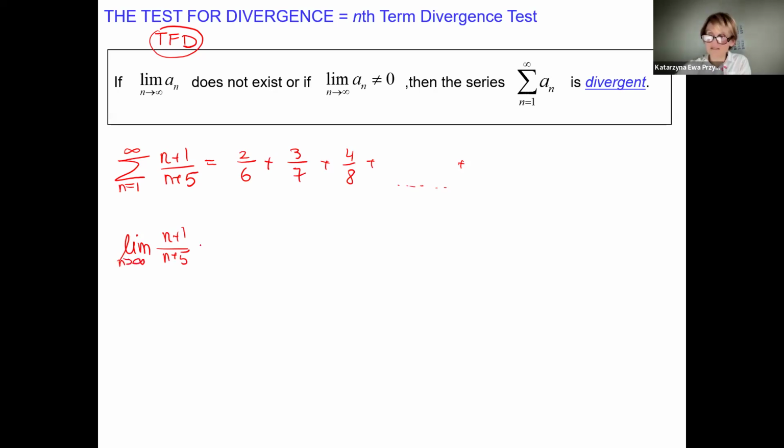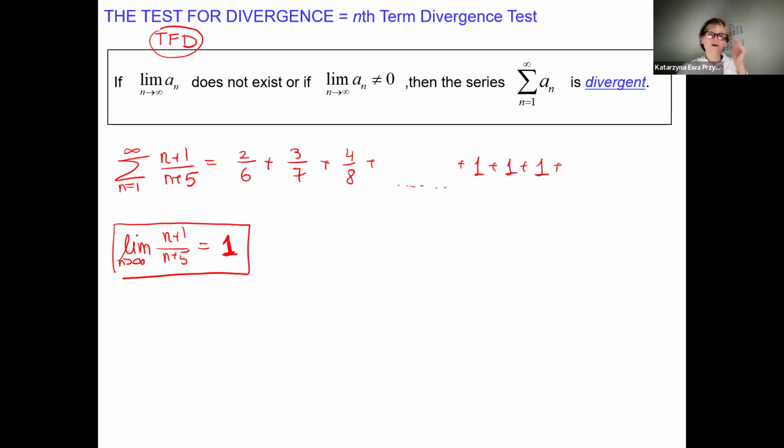But what is the limit? How do these terms behave at infinity? They are approaching 1. Yes, we can see they are getting closer to 1. Now, what we have to think about, because sometimes it's a common mistake, is that you will say the sequence is convergent to 1, but the series is divergent. Because how can we connect that 1?